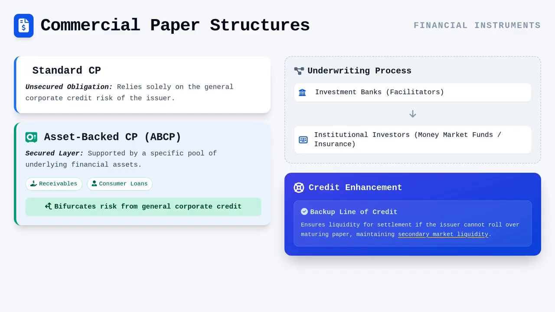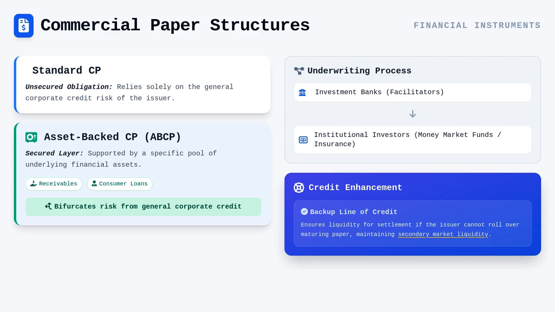While the standard commercial paper is an unsecured obligation, the market has evolved to include asset-backed commercial paper, where the issuance is supported by a specific pool of underlying financial assets. These assets often consist of receivables or consumer loans, which provide a layer of segregation and security, effectively bifurcating the risk from the issuer's general corporate credit risk.